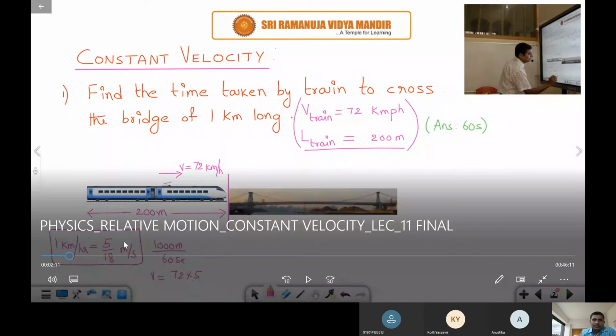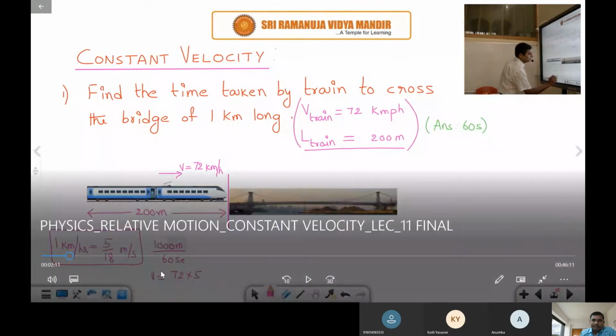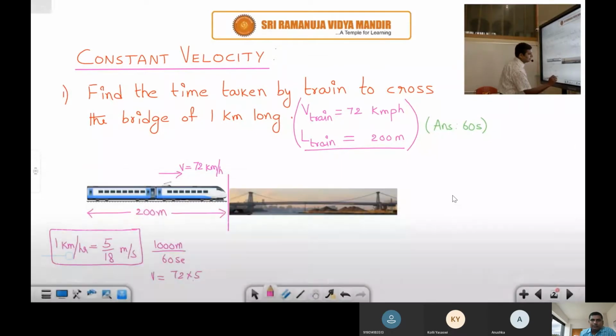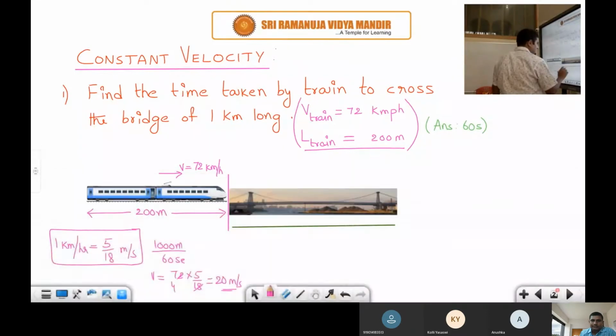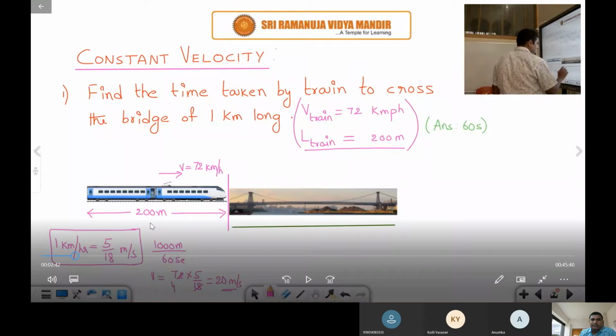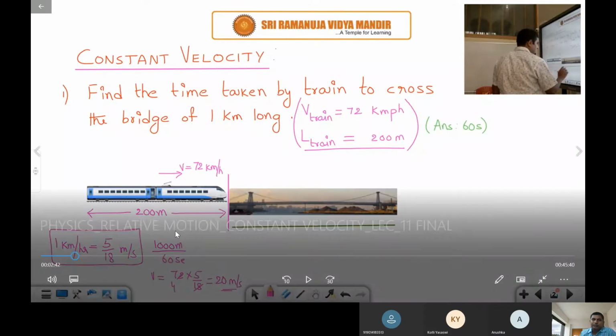How we got this? 1 kilometer is equal to 1000 meters. 1 hour equal to 3600 seconds. So if you divide, you will get 5 by 18. So if you convert 72 kilometers per hour into meters per second, you will get 72 into 5 by 18, 20 meters per second. And length of the train is 200 meters. Length of the bridge is 1000 meters or 1 kilometer.